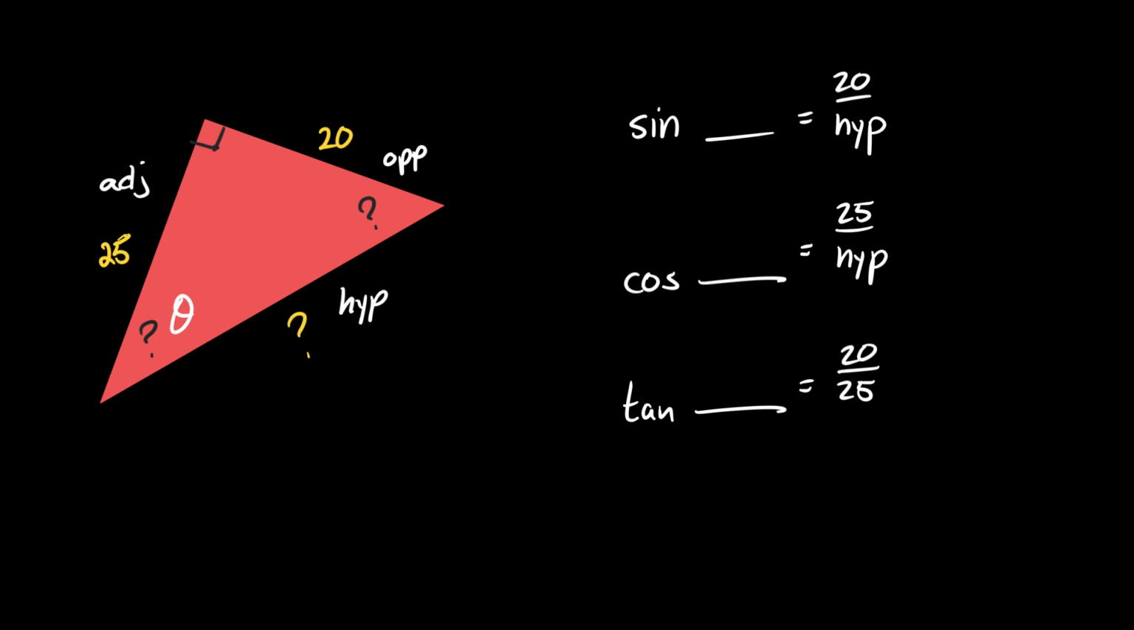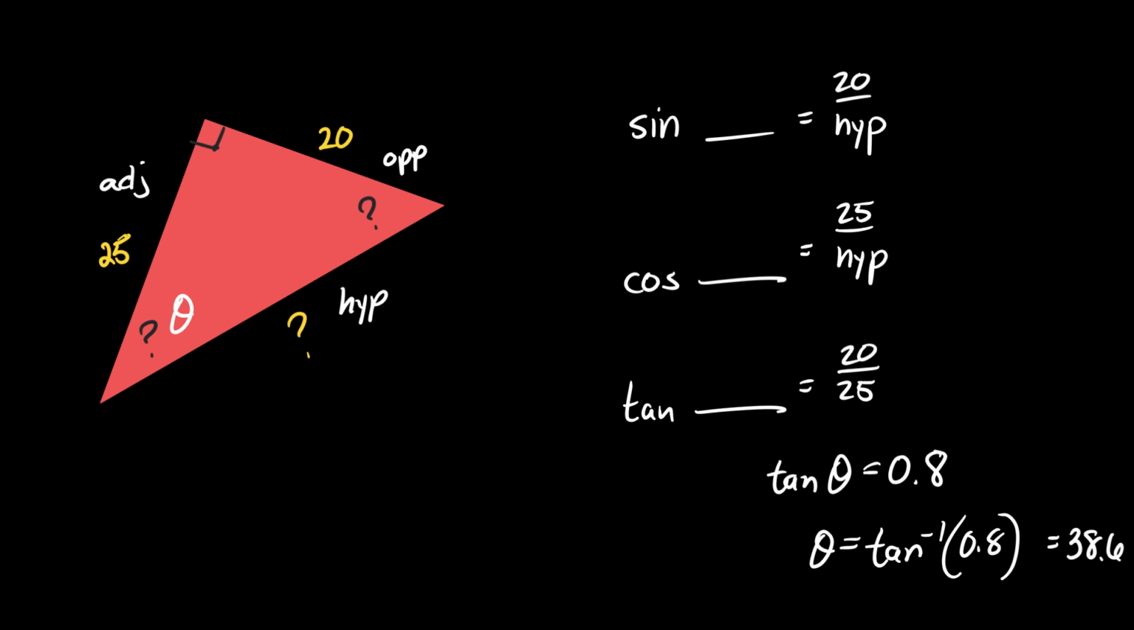Now 20 over 25, I will compute first. It's 0.8. So tangent of theta equals 0.8. So theta must be the inverse tangent of 0.8. You guys who have fancy calculators, you can probably type the whole thing in. Just hit the second tan and then put in 20 divided by 25 and then hit enter. But those of us who have old school calculators, we got to do it a little bit wonkier, but it's still going to give us an answer. When I work this out, I get that the angle is 38.66.